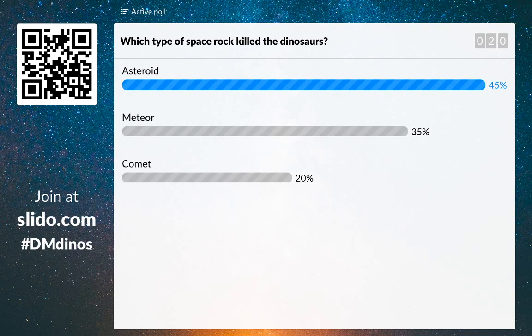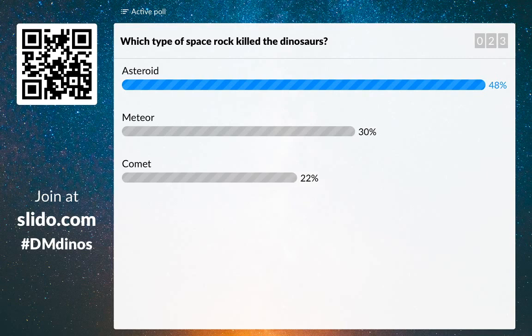All right, so overwhelmingly you guys think that it's an asteroid. Almost half of you, 45%, seem to think so. So that seems to be the most popular type of space rock. And this is a bit of a trick question, because there's one definitely right answer and then another two answers that are possible. So we know it had to have been a meteor, but we don't know whether the meteor was an asteroid or a comet.